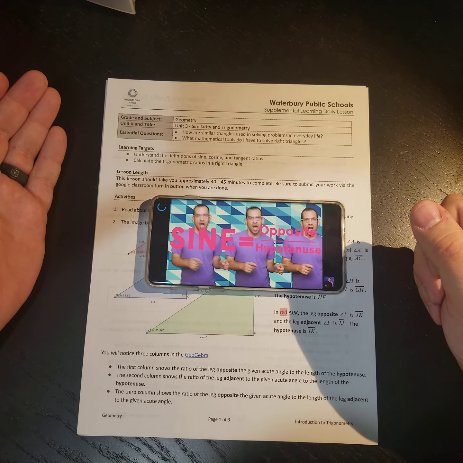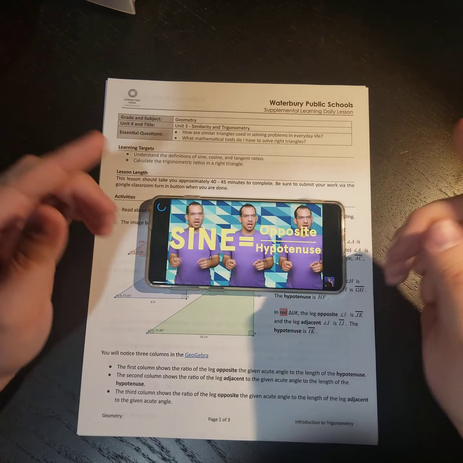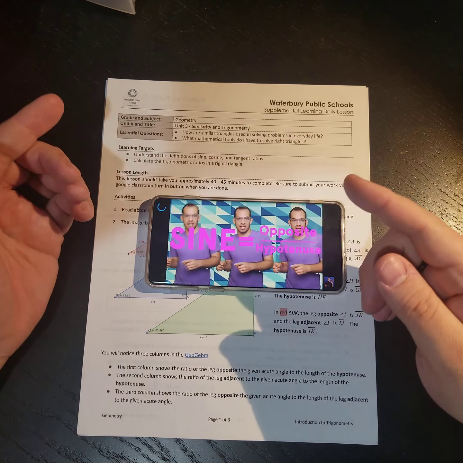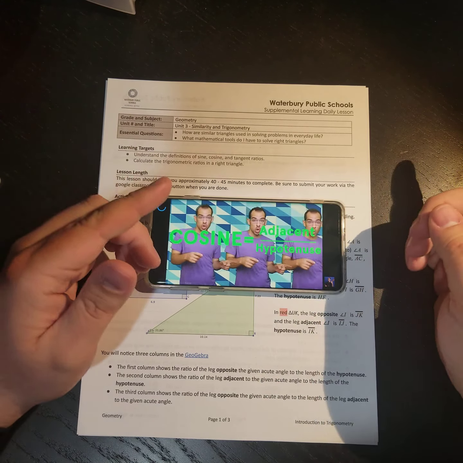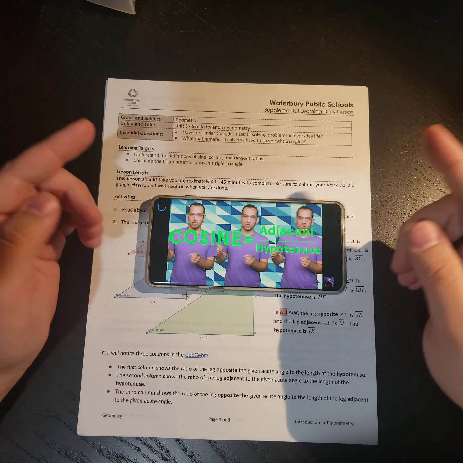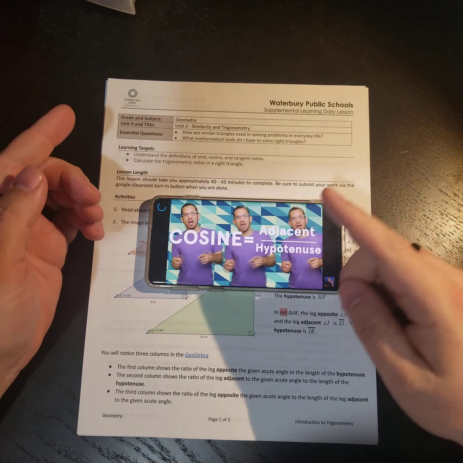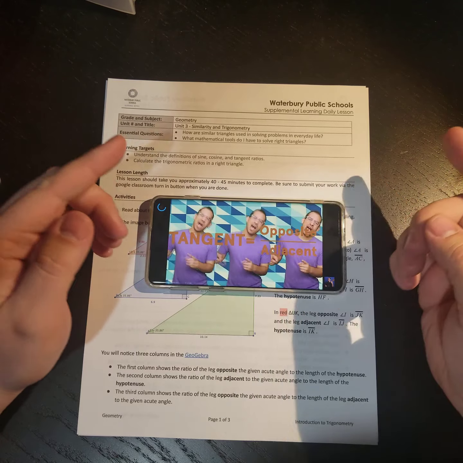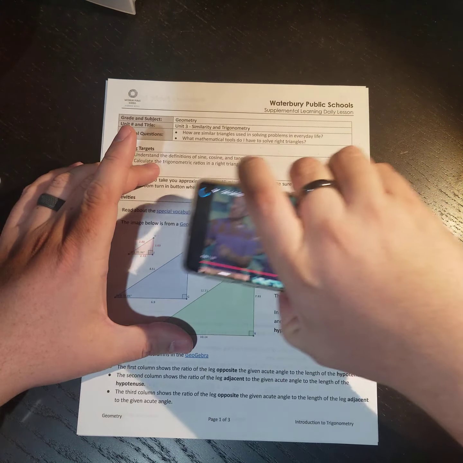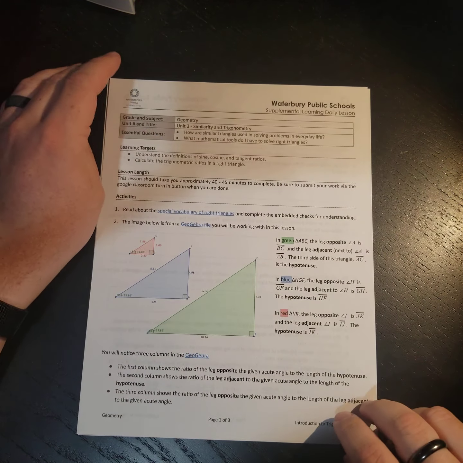Sine, opposite hypotenuse, sine, opposite hypotenuse, sine, opposite hypotenuse, cosine, adjacent hypotenuse, cosine, adjacent hypotenuse, cosine, adjacent hypotenuse, tangent, opposite adjacent, tangent, opposite adjacent. I can't do it. I can't. It's too much for me.